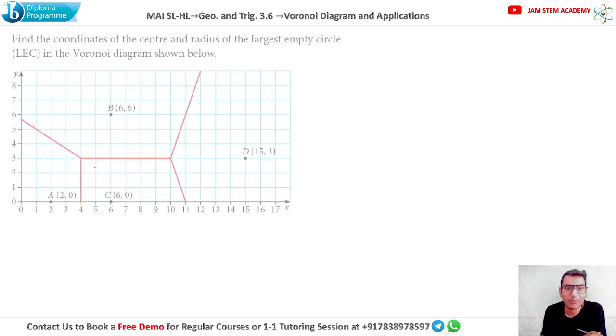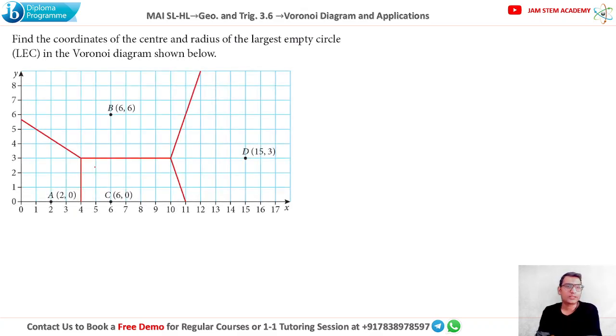So let's discuss a problem on this as well. Consider this situation, and we have to find the coordinates of the center and the radius of the largest empty circle. So A, B, C, and D are the given sides. Four sides are there, and we are looking to find the largest empty circle over here, and we know that the center must lie on the edges. So here we have this point, let's call it E, and this point, let's call it F. So the center must lie on one of these.